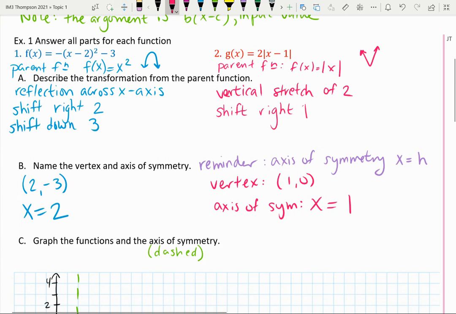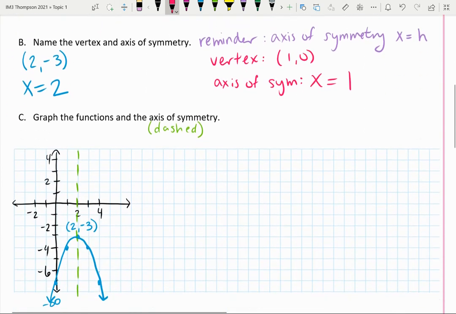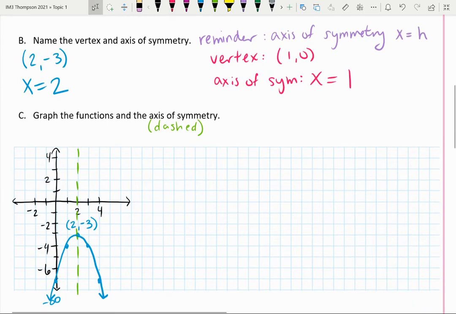Any questions on transformation or vertex and axis of symmetry? The more you ask, the more you know. Okay. You don't look panicked, so that's good. All right. Graph the function and the axis of symmetry.